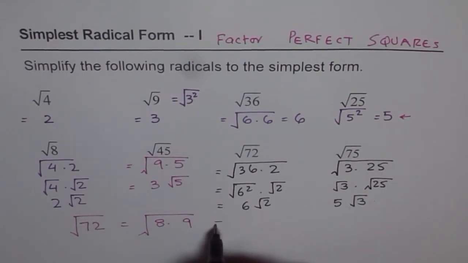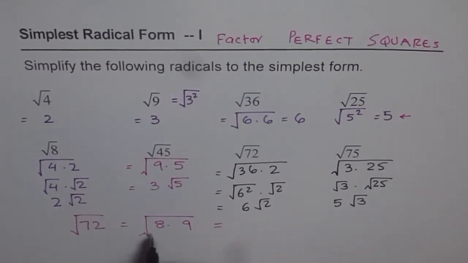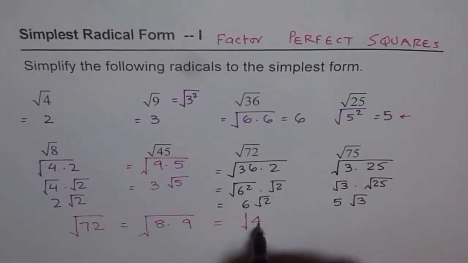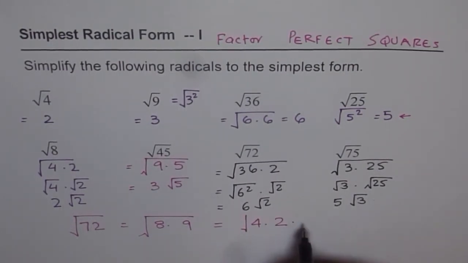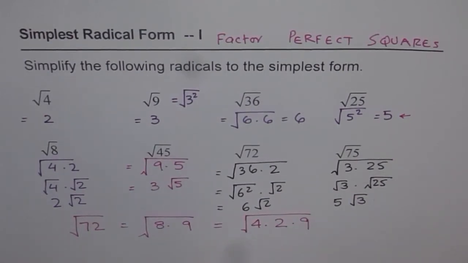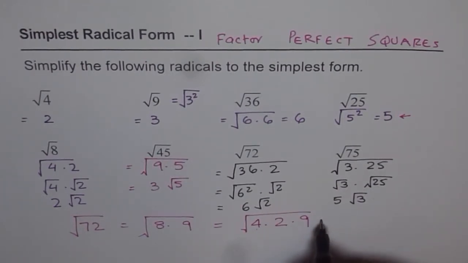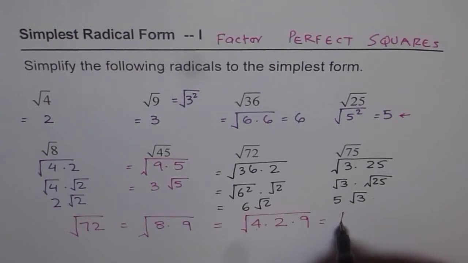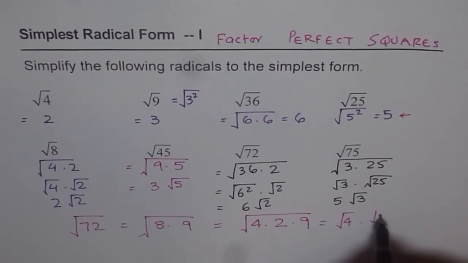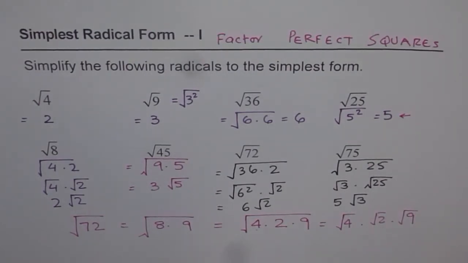So 8 times 9 is 72, but 8 can be written as 4 times 2. So we can write this as 4 times 2, which is 8, and we already have 9 here, correct? Now 4 is a perfect square, 9 is also a perfect square, correct? So let me add one more step here. 4 is a perfect square, 2 is not, doesn't matter, and 9. So we got 3 different factors for 72. Now from here, I can write square root of 4 as 2, right? And then we have square root of 2, and here square root of 9 is 3.